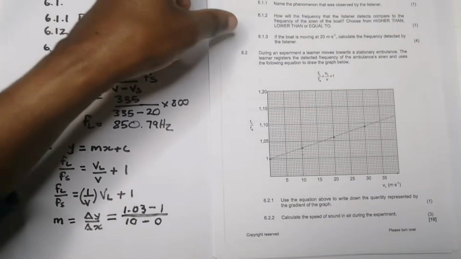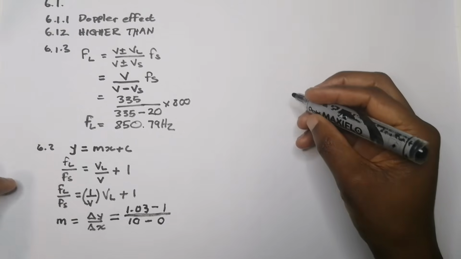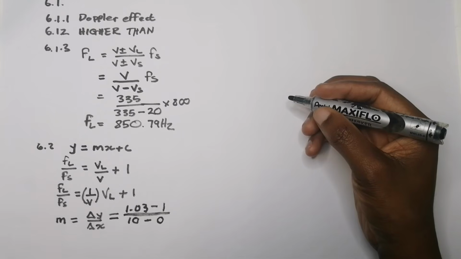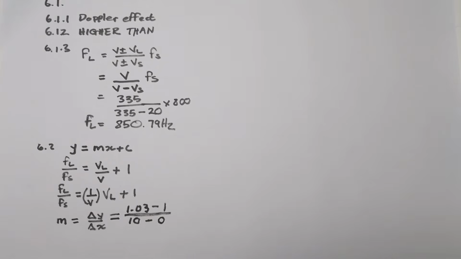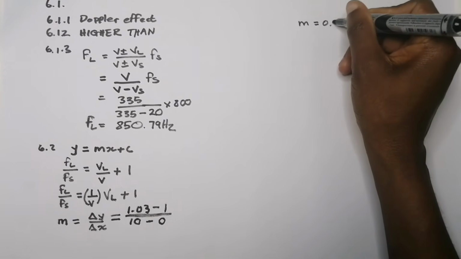Right, now that we've got that, can I just remove that so that I can continue calculating on the other side? Okay, so in this case, now that I can calculate that gradient, I've got 1.03 minus 1, which is 0.03, divided by 10, and I get a value of 0.003.